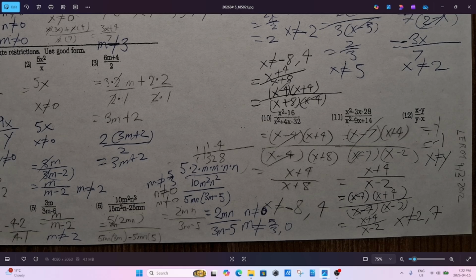Question 11. x squared minus 3x minus 28 over x squared minus 9x plus 14. You get x minus 7 on the top. That is cancelled with x minus 7 on the bottom. So you're left with x plus 4 over x minus 2, and x cannot be 2 and 7. Question 12. x minus y over y minus x. That is equal to negative 1, and x cannot be y. Okay.